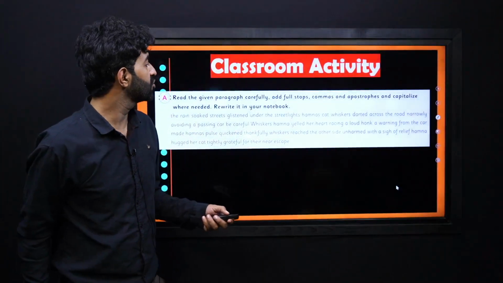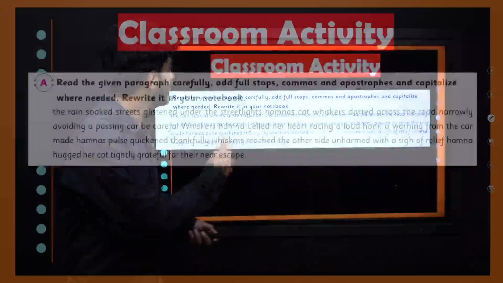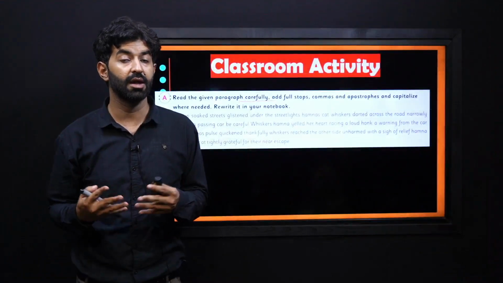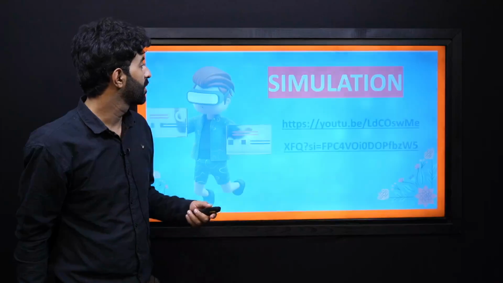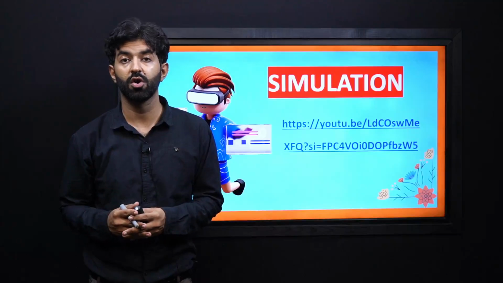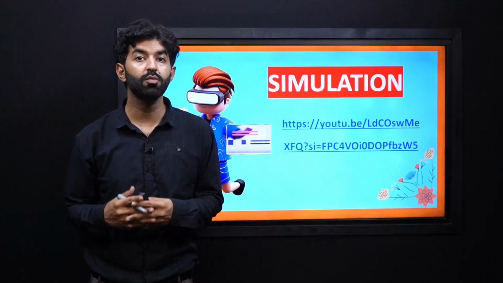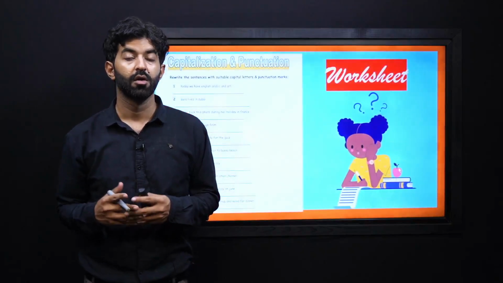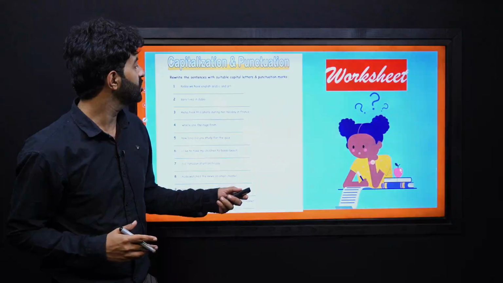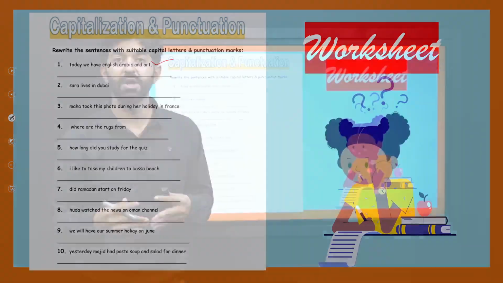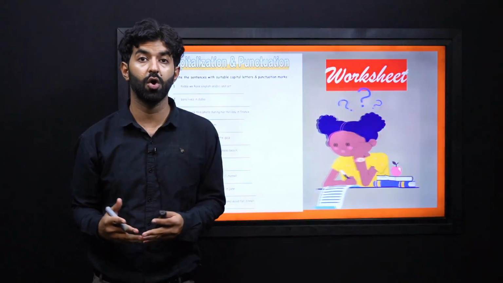Here is your classroom activity, where you have to read the given paragraph, follow all the punctuation lessons that we have learned, and identify them. Next, this is your simulation link that you can play after this video lesson. You will learn more about punctuation in reading comprehension. We are here with our worksheet for you. The sentences are given, and you need to capitalize and punctuate them accordingly.